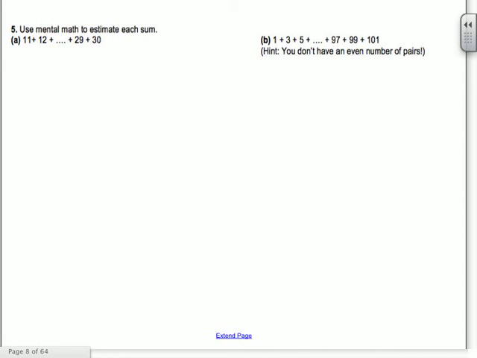All right, so number 5. So use mental math to estimate each sum. So if you have 11 plus 12 plus so-and-so until 30. All right, so we need to think about how many numbers we have. I know that if I add the first and last, I get 41.